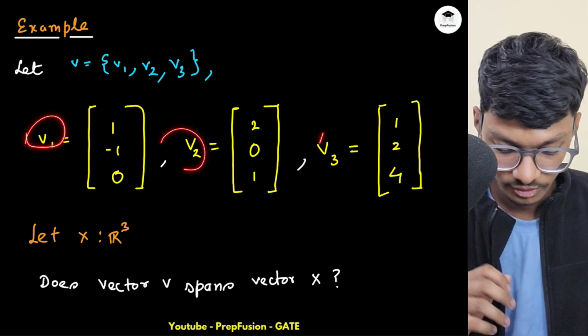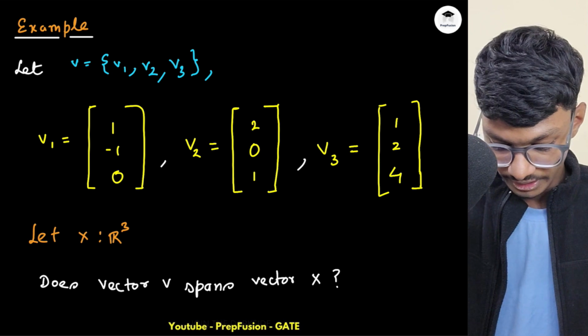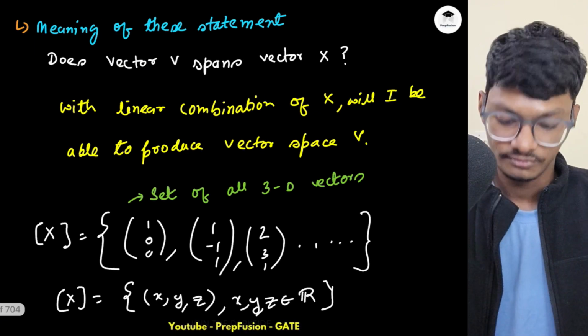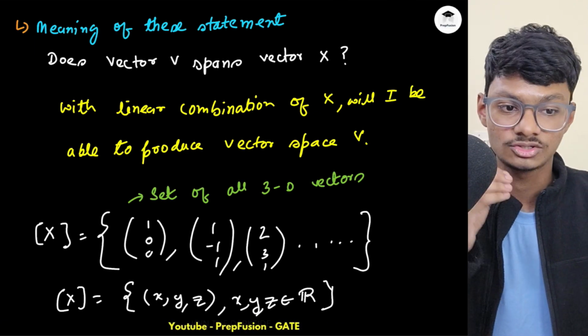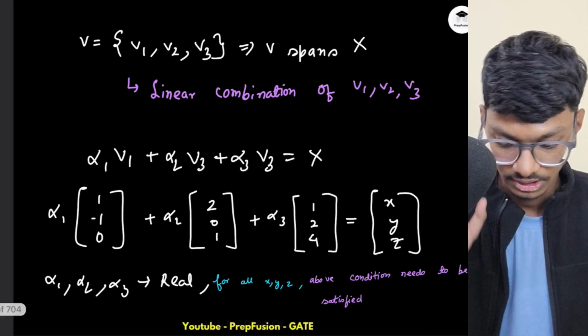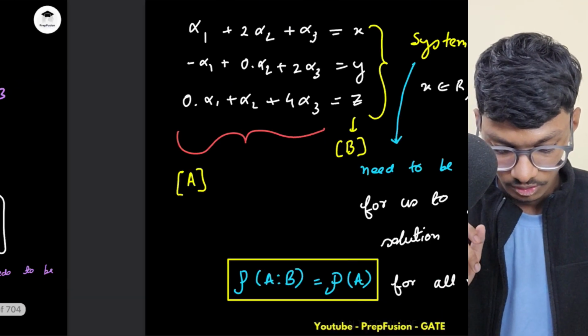Now this is V1, V2, V3, right? So I gave you one example and we solved this question, right? We solved the question of how to find out the linear span, basically. How to find out the linear span, we got this.